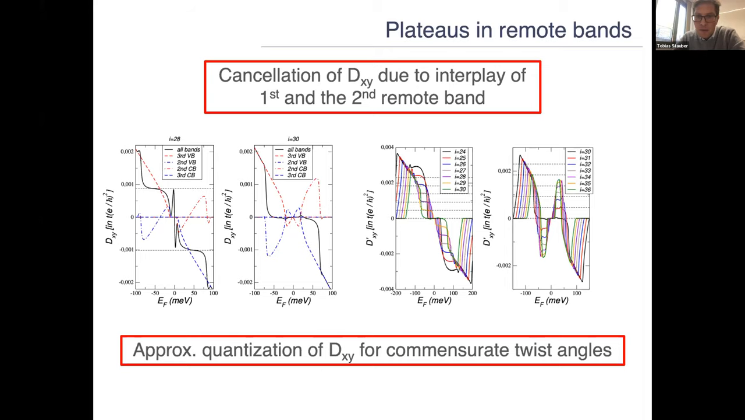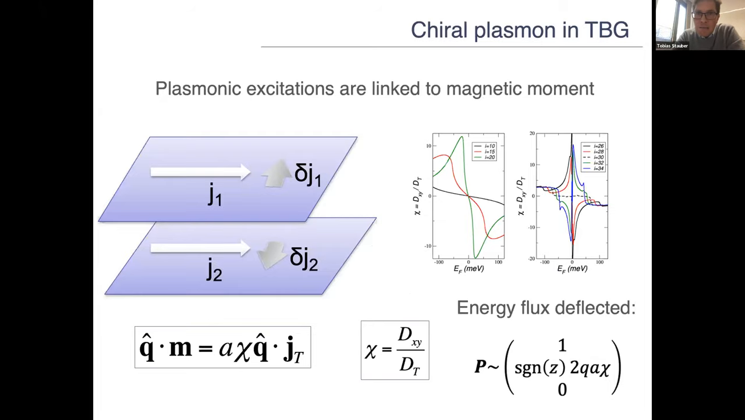Now, let me come at the end of my talk to some application. And I told you that there's a correlation between currents in one direction and in the transverse direction. And this means that when you have a current fluctuation here in both layers, this means a fluctuating electric dipole, which gives rise to plasmons. You will also have current fluctuations which are perpendicular, but different in orientation of the two layers. And this means that there's a loop current here, which is created by this original current. And this loop current gives rise to a magnetic moment. And this magnetic moment is linked to the electric moment. And this is the definition of a chiral transition. And the proportionality is given by this factor chi. And chi is plotted here. So it's the Dx divided by the total Drude weight. And as you can see, it is non-zero.